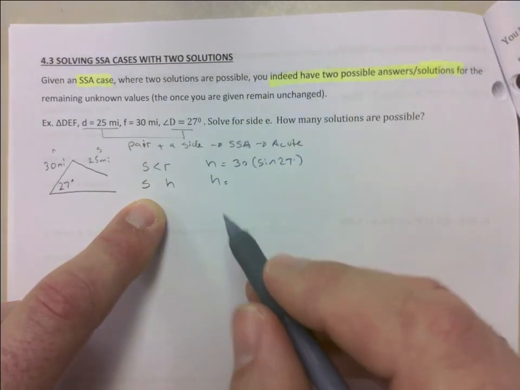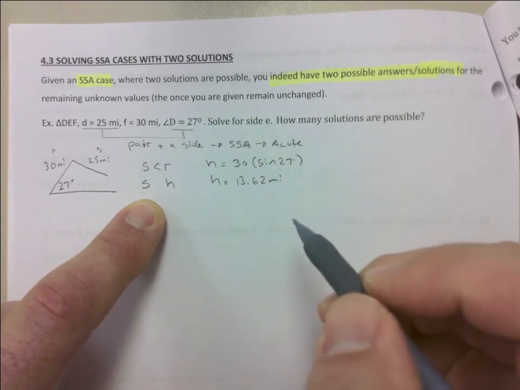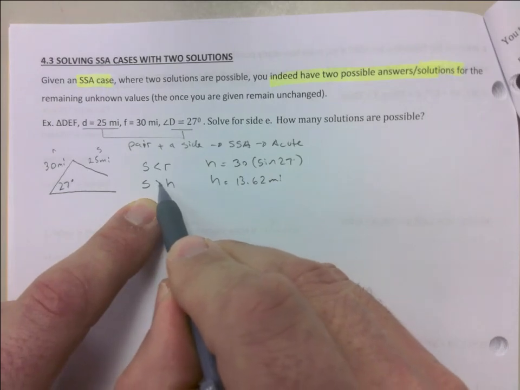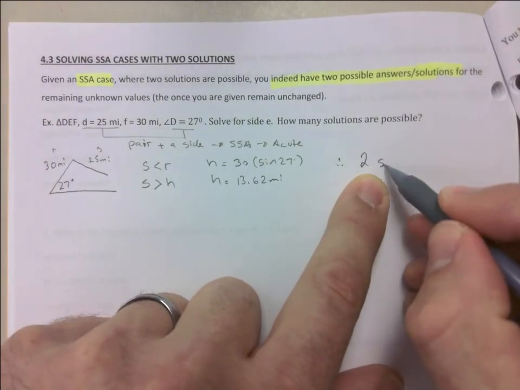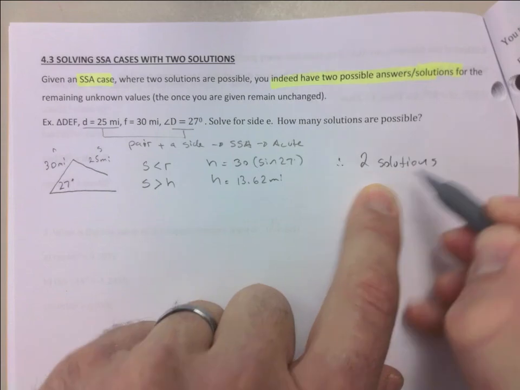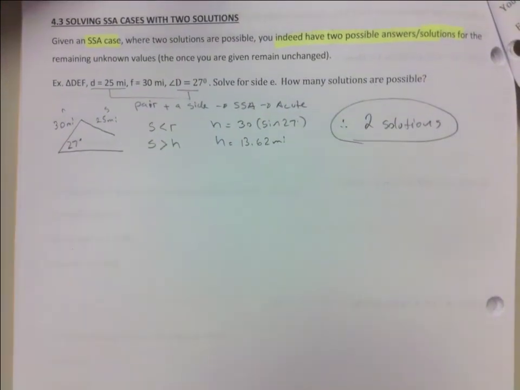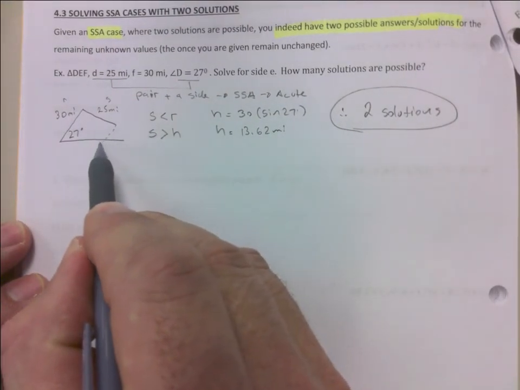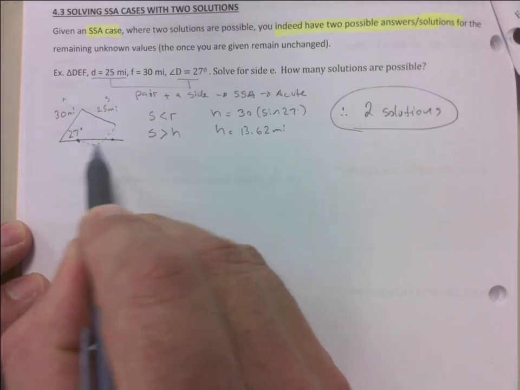And that is 13.62 miles. So we know that the string is longer than the height, therefore, two solutions. Two solutions, okay? And here they are. So you got to imagine this is swinging, it's going to hit there, and it's also going to hit there, right? Like it's going to hit it twice.